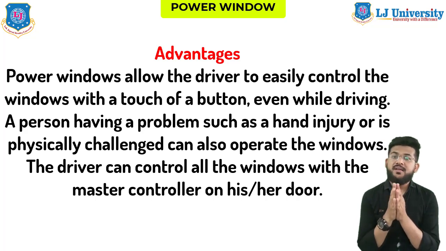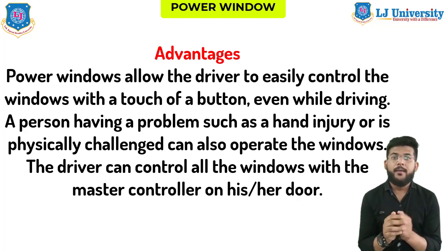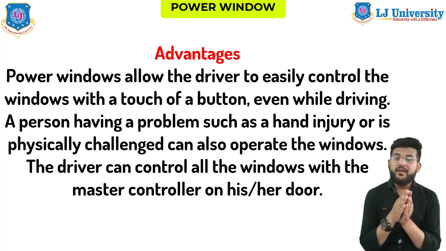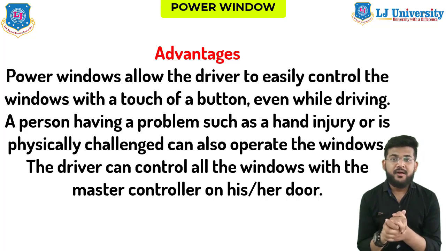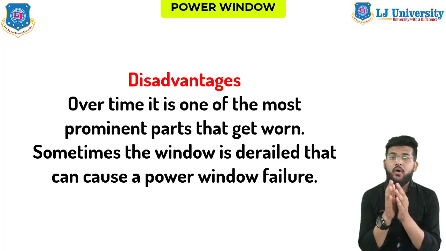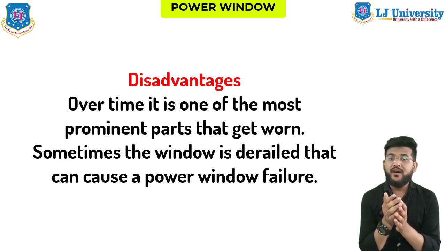A person having a problem such as a hand injury, or who is physically challenged, can also operate this window, compared with mechanical winding. The driver can control all the windows with the master controller on his door, which prevents other passengers from switching them on and off frequently. Disadvantages: over time, it is one of the most prominent parts that gets worn quickly. Sometimes the window is drilled, which can cause a power window failure.